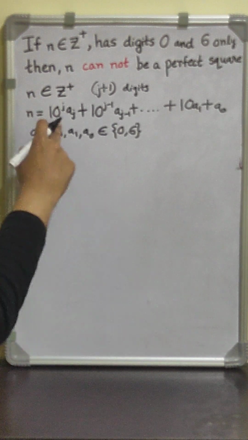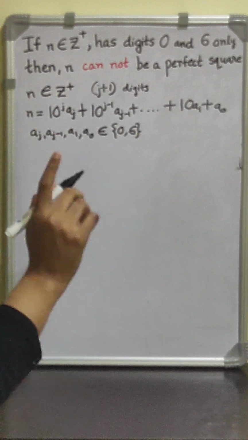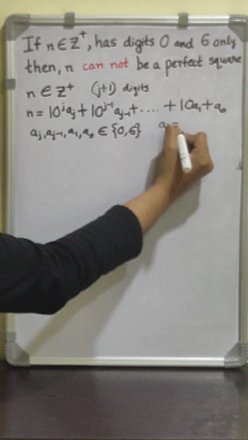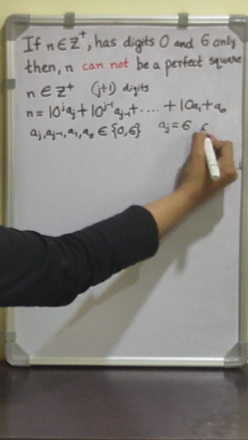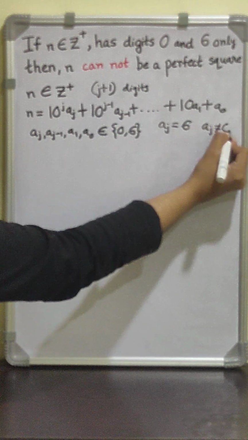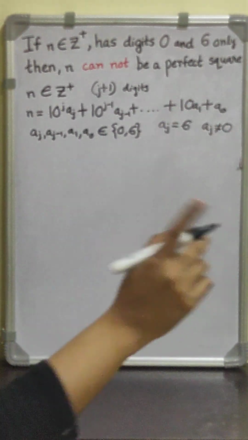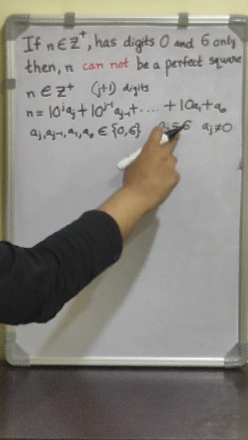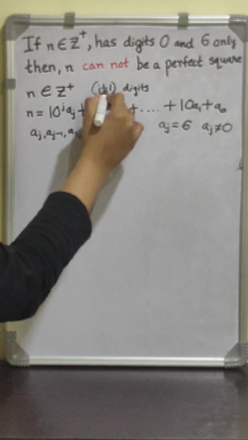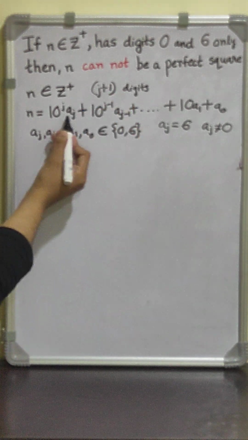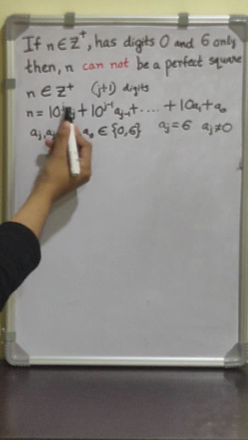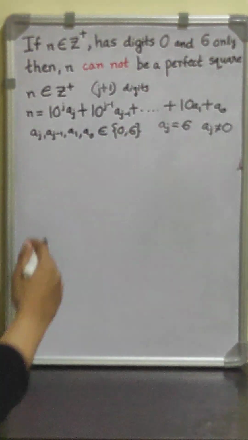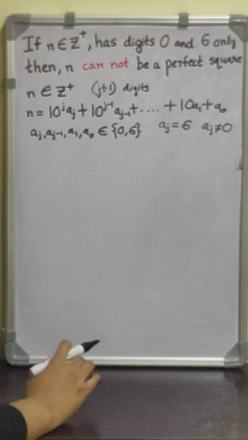Is this really true? There is a slight catch here: a_j has to be identically equal to 6. a_j cannot really be 0. Maybe I should have mentioned this in the other videos where I use this representation. When I say j plus 1 digits, the first digit in this representation cannot really be 0. Here it matters because 0 is a possible case for a_j.